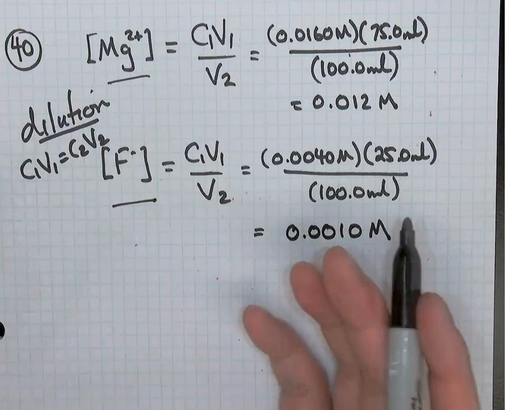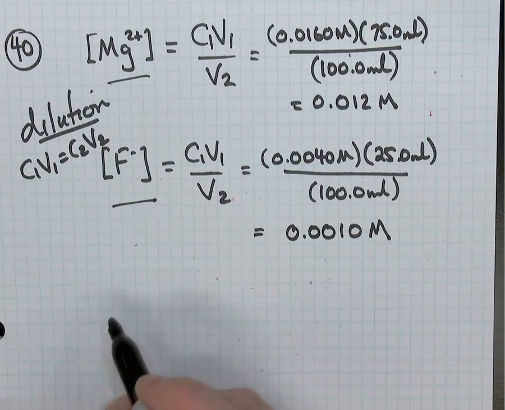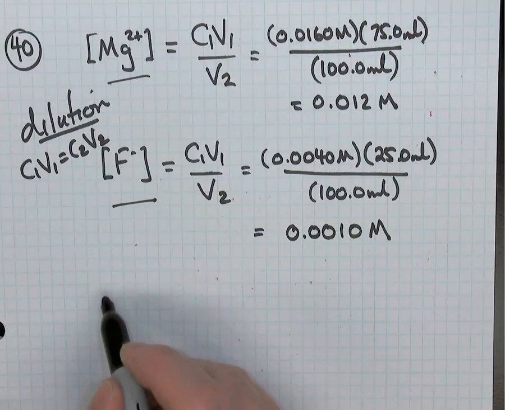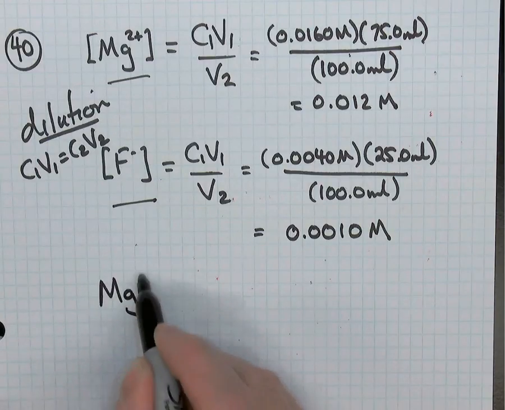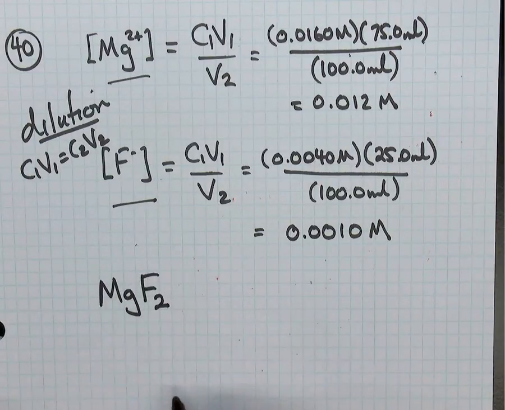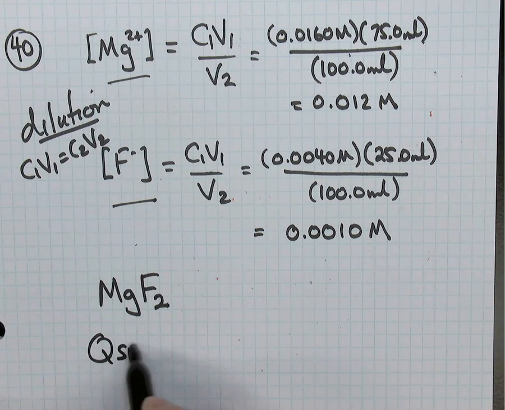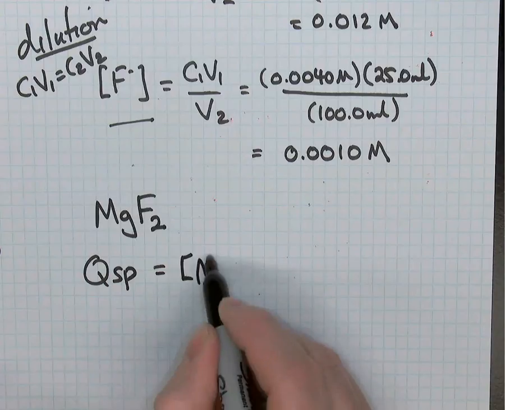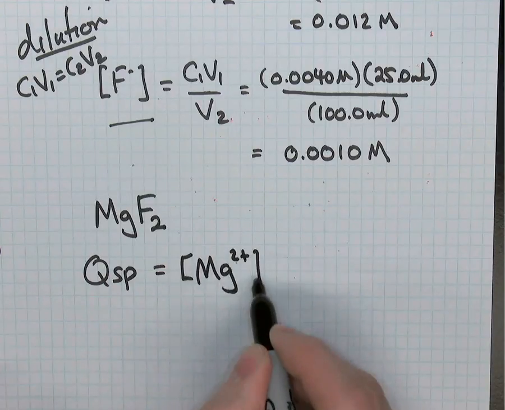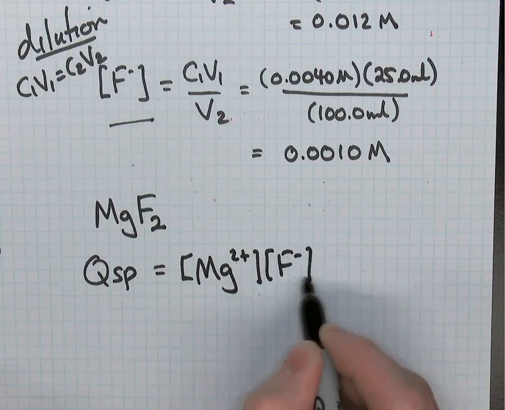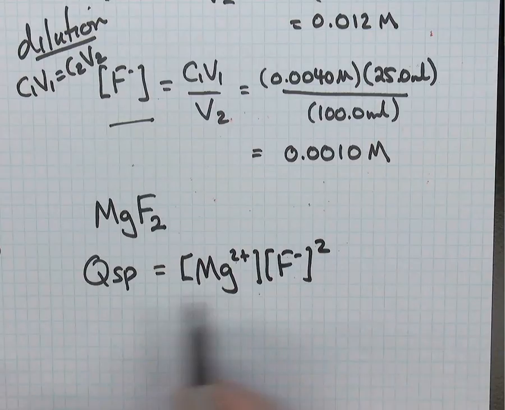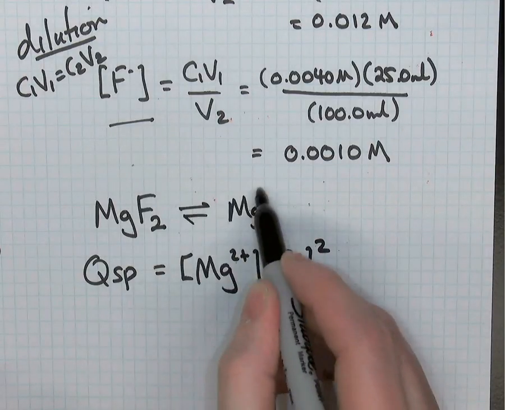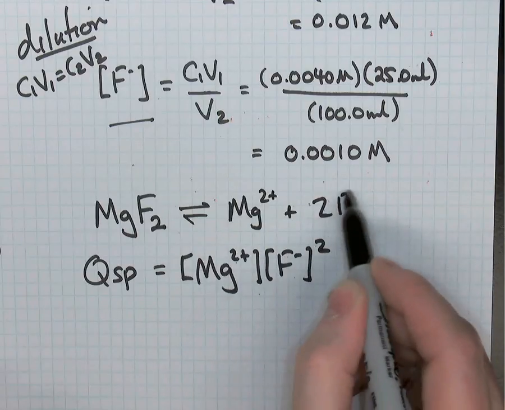Now, will a precipitate form when we mix these solutions? To decide that, we're going to calculate the value of QSP. The salt's formula is MgF2, so QSP, which is the reaction quotient, is equal to the concentration of the magnesium ions times the concentration of fluoride squared. And we know that this expression is based on this reaction, right? Mg2+ and 2 fluorides.